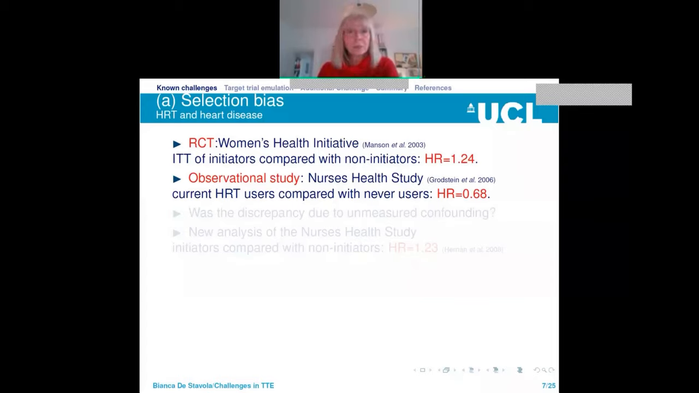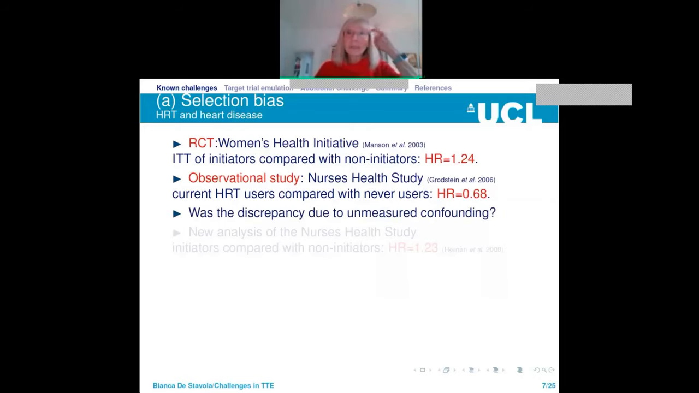So in 2003, there was a randomized controlled trial reported. The Women's Health Initiative trial reported a harmful effect of HRT among those who initiated HRT, so were randomly allocated to use HRT, versus the non-initiators. So those were new users versus non-users at that particular time when they were randomly recruited. About 3 years later, an observational study based on the Nurses' Health Study, the famous cohort study, reported the opposite, a beneficial effect of HRT.